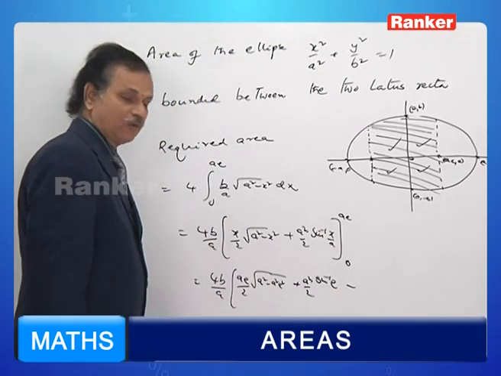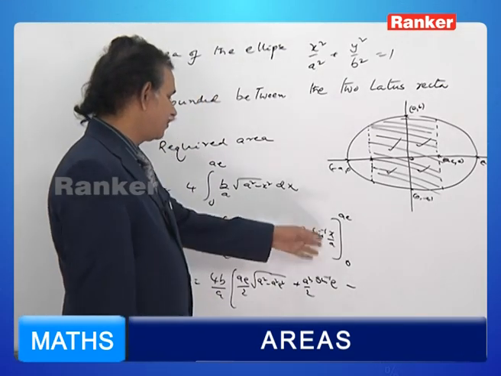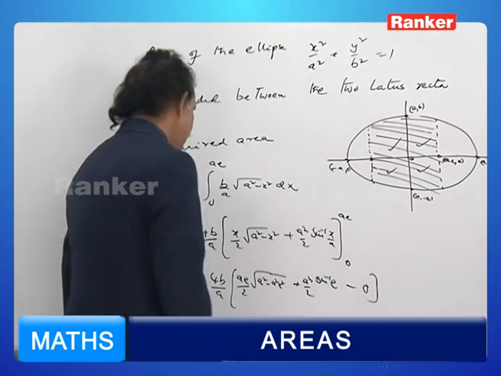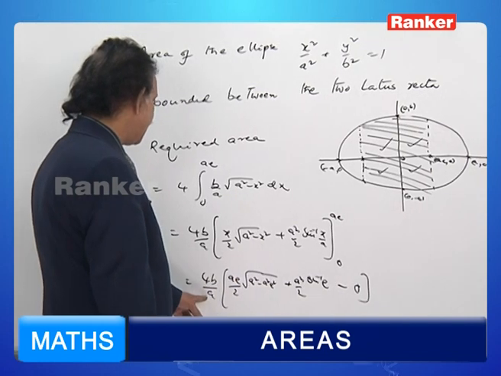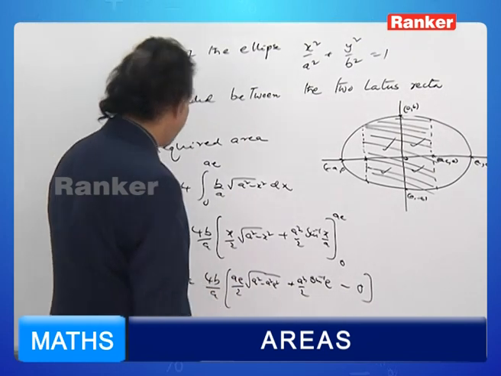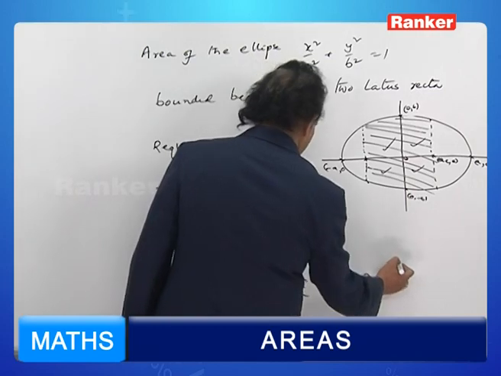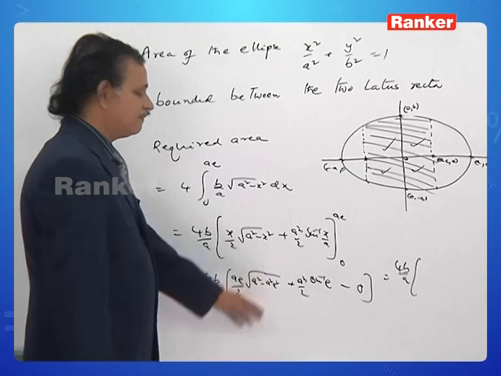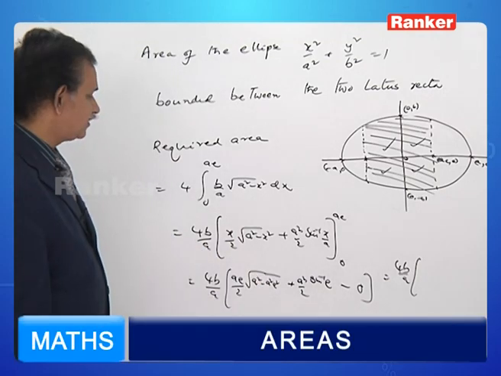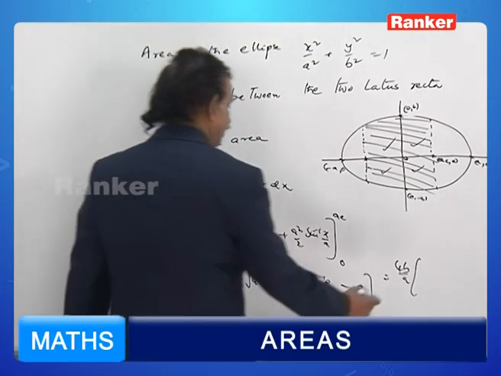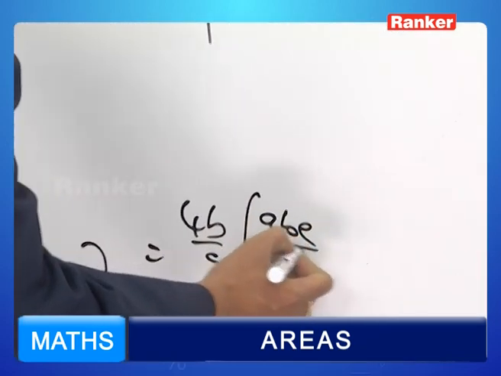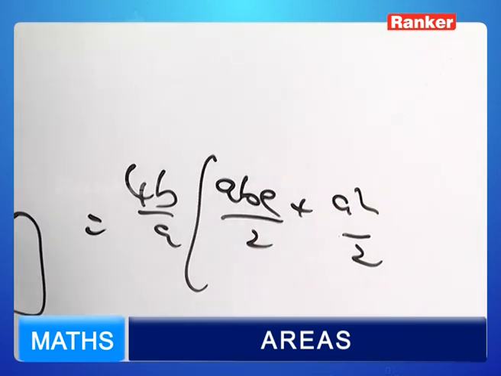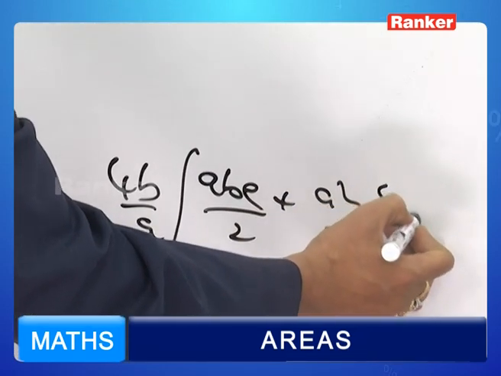Minus, you put 0. What happens? 0 into this is 0, 0 into this is 0. No problem at all. So, this is the answer. Hence, here you can cancel a and a. This is 4b by a into root of a square minus a square e square, which is nothing but b. Therefore, the area is 4 into ab e by 2 plus a square by 2 into sine inverse e.